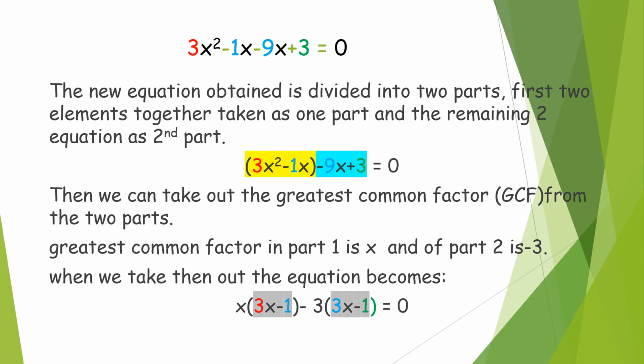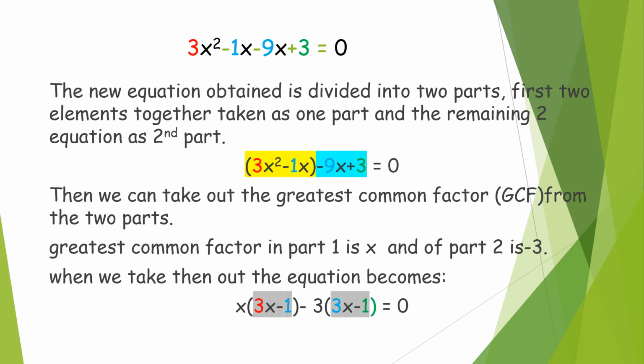Now we have to take the greatest common factor to the outside from both these parts. Common factor means the factor which is common to all the terms. When we take the first part, 3x squared minus 1x, we can see that x is common in both the terms. So we take out x from this first part. Then it will become x into 3x minus 1. Now coming to the second part, it is minus 9x plus 3.